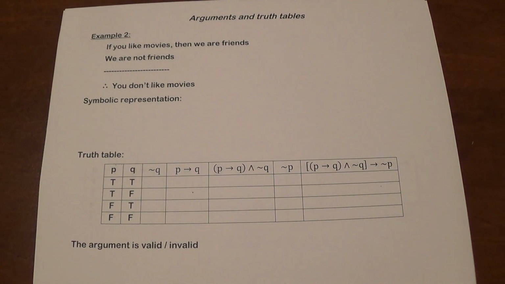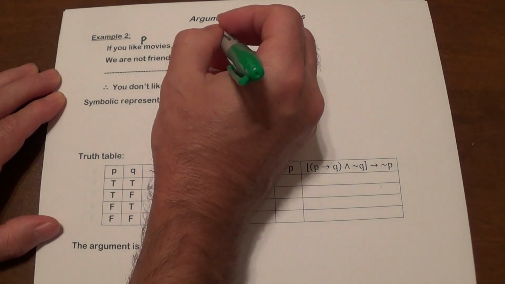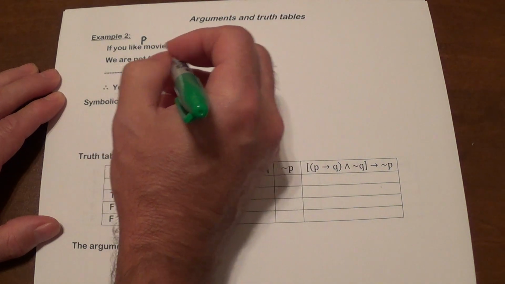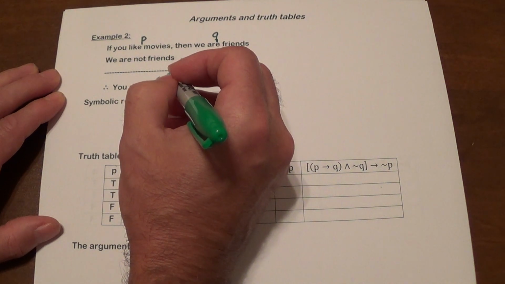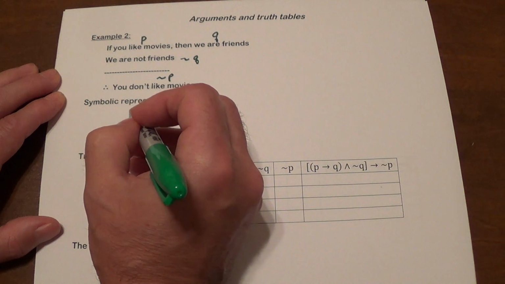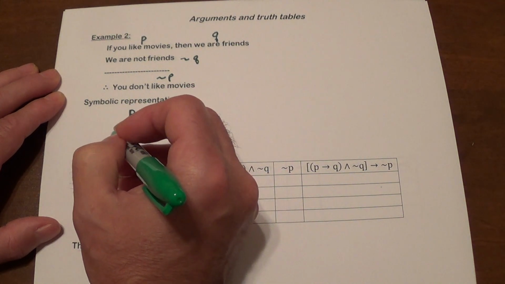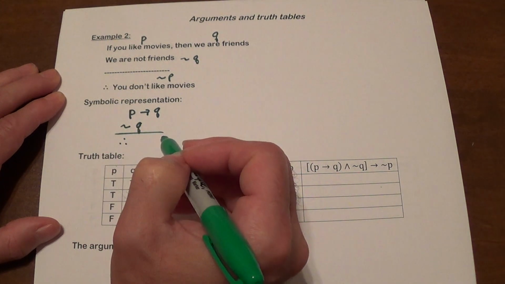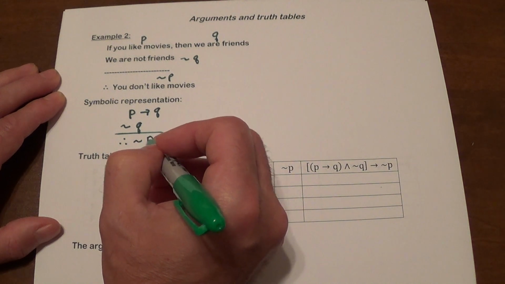If you like movies, then we are friends. We are not friends. Therefore you don't like movies. So if you like movies, that's P. We're friends is Q. We're not friends will be not Q. This implies not P. So symbolically this can be written as P implies Q, not Q, and I'm going to show that all these together will lead to the conclusion that it's not P.